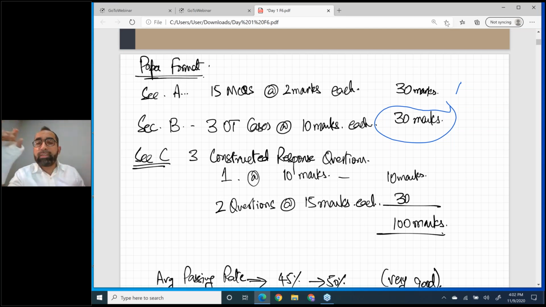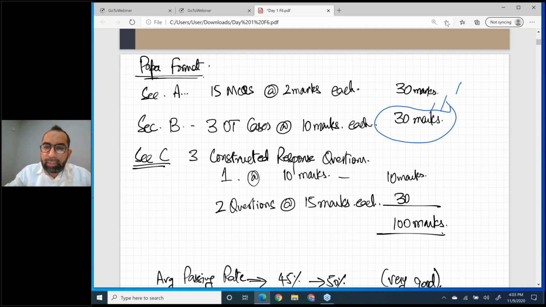But the remaining 2 questions of 15 marks each normally come from: one comes from individuals, that is trading income, employment income, partnership, a mixture of such things. And one comes from corporation tax. So that's how your 100 marks will be done.